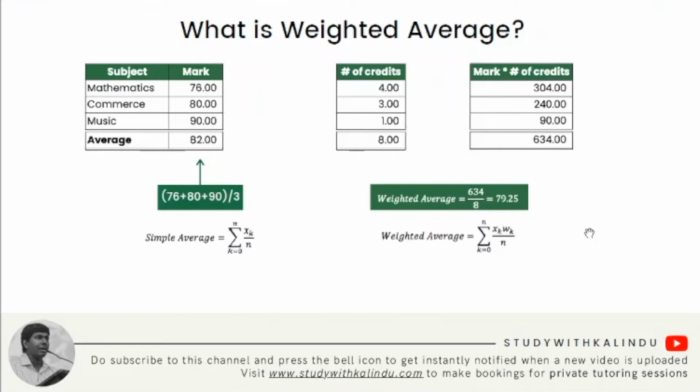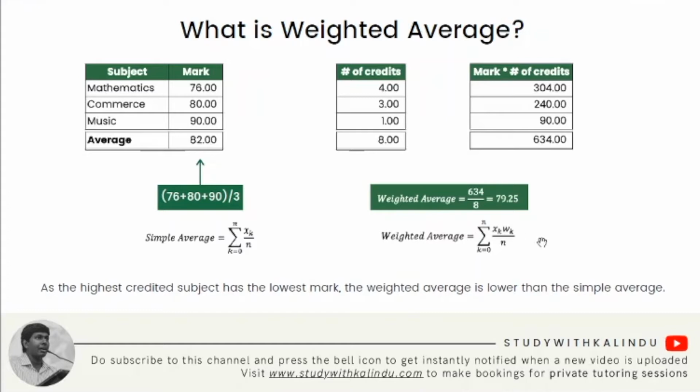So you can generalize the weighted average formula, sigma k goes from 1 to n, you multiply xk by wk. Xk is the marks, 76. Wk is the weight, 4. So you multiply these two, you get 304. Likewise, you do it for all the subjects and you add the whole thing, 634. That's why the sigma, and then you divide it by the number of credits, which is 8. 634 divided by 8, you get your weighted average 79.25. The important thing here to notice is, when you took the simple average, you had 82.